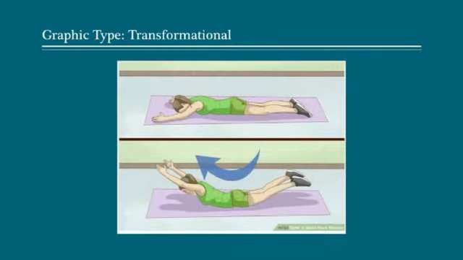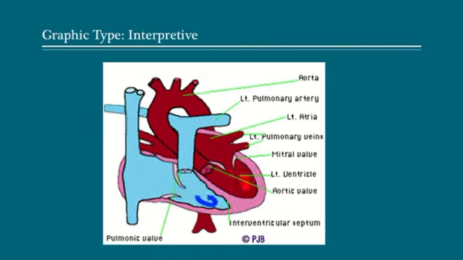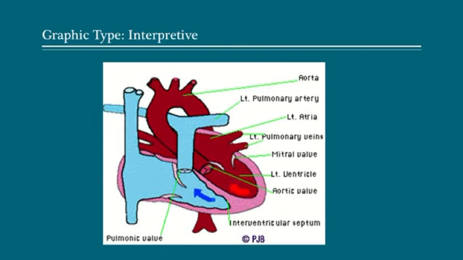Transformational graphics illustrate a change of state through either animation or a series of pictures, like this WikiHow showing how to perform a Superman exercise. Interpretive visuals make intangible phenomena concrete and visible, like showing how the ions move inside a cell or diagramming the movement of blood flow.